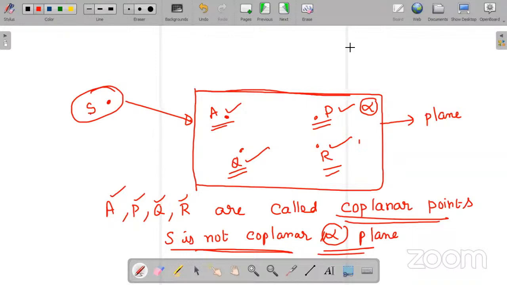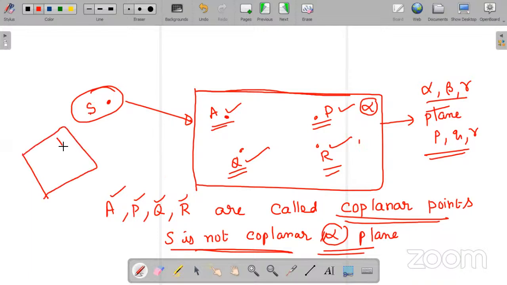Alpha plane means the plane is denoted by alpha or beta or gamma or P or Q, or any name of the plane. I named it alpha, but it need not always be alpha. You can say beta, gamma, or P also. For example, if you take one plane like this, you can call it the P plane or the beta plane, but here I named it alpha.